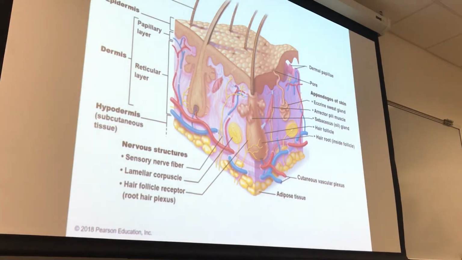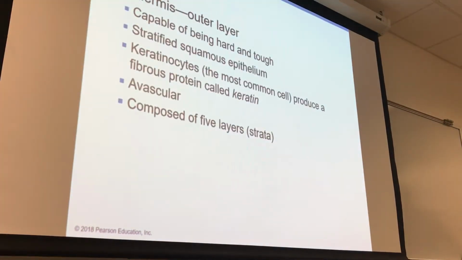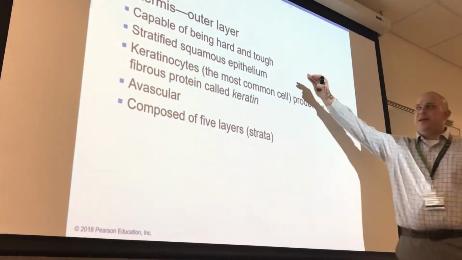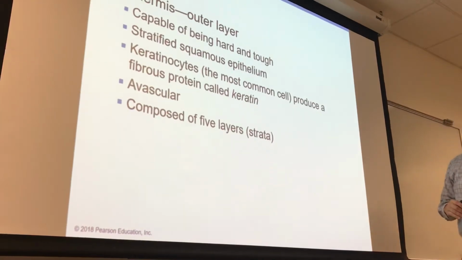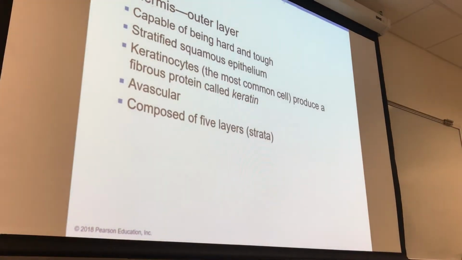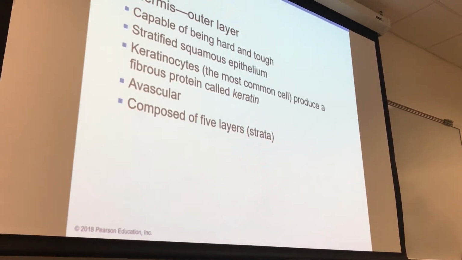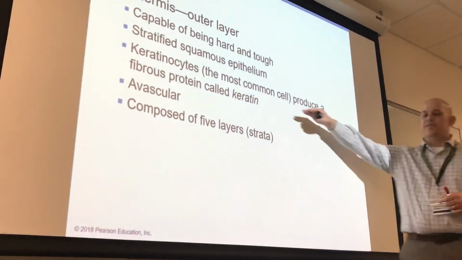So far, so good? Good. So we talk about the epidermis. The epidermis, again, is our outer layer. It ultimately is made up of stratified squamous epithelium. The most common cell that we find within the epidermis is a cell called a keratinocyte. And a keratinocyte is a cell that produces a very important protein called keratin.